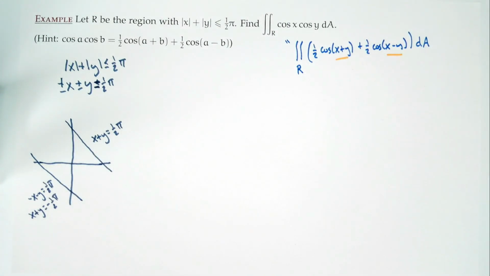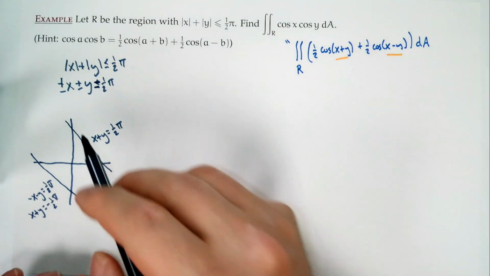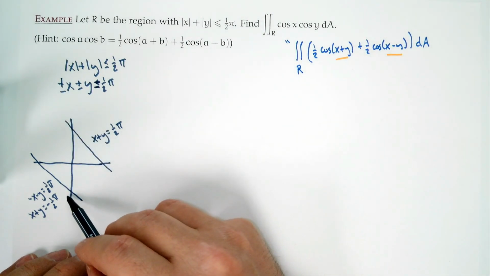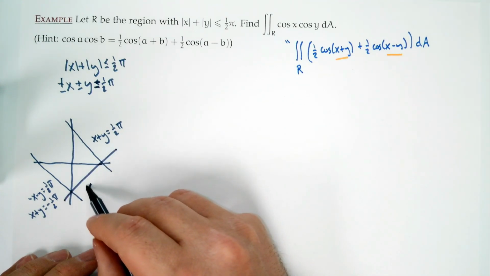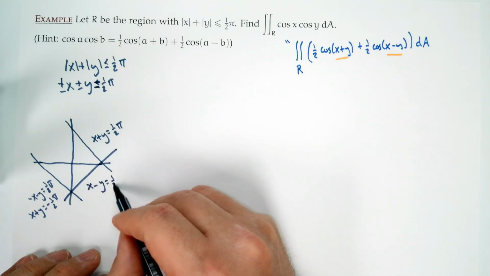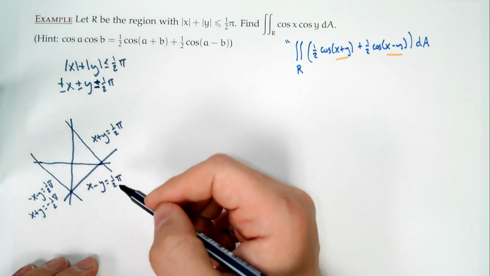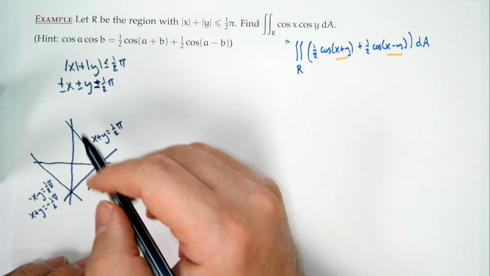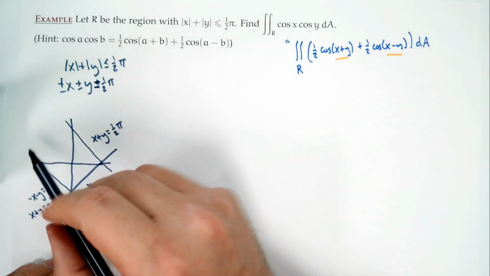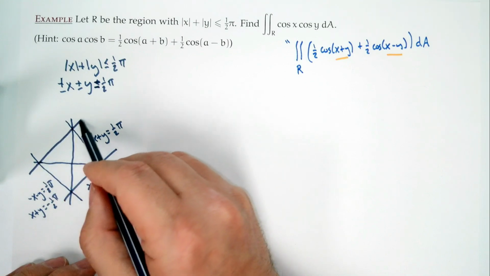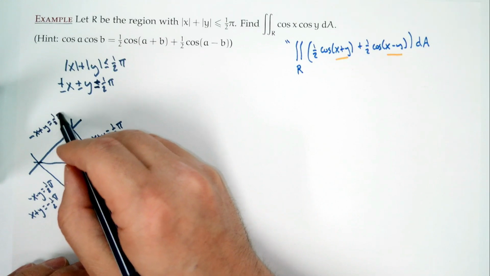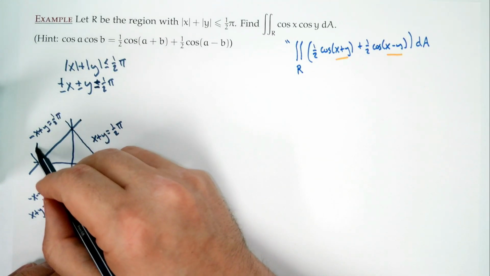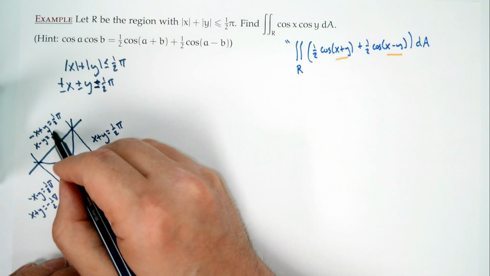Now what if I mixed? Well, suppose I want to have x minus y equals 1/2 pi. So in other words, plus minus. Plus minus would be this line. So this would be x minus y equals 1/2 pi. And then the last one would be minus plus. So if we do minus plus, we're going to get this line. So this is minus x plus y equals 1/2 pi, or maybe another way to write it is x minus y equals negative 1/2 pi.